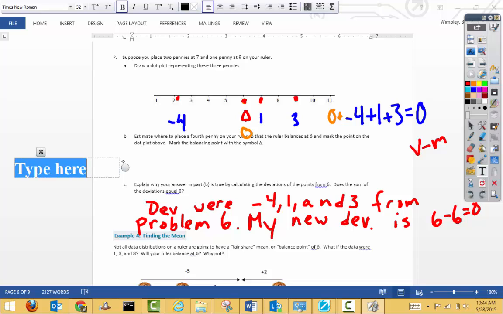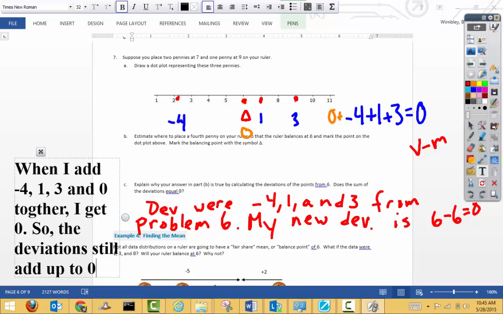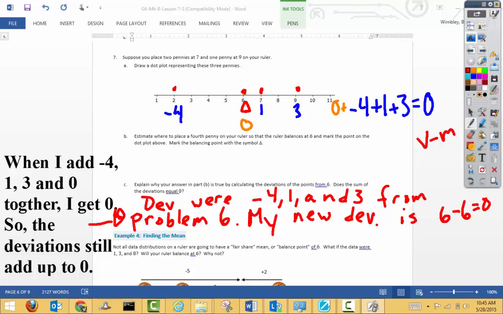So when I add -4, 1, 3, and 0 together, I get 0. So I'm just going to put a concluding statement. So the deviations, I need to spell deviations right, still add up to 0. So that is my sentence that goes with my explanation.